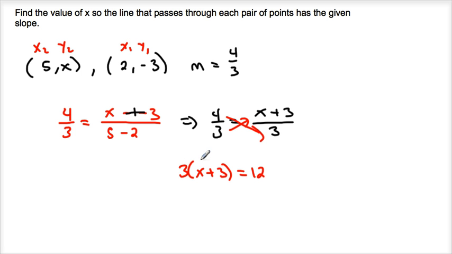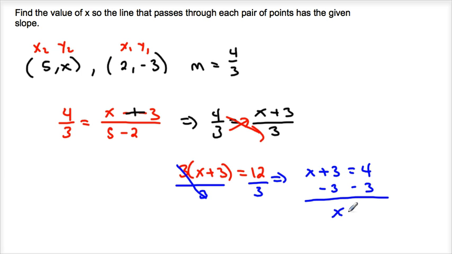You have a choice here. You can distribute, or you can divide through by 3. In this case, I'm going to divide through by 3, since 3 goes into 12 evenly. My 3s simplify here, so I have x plus 3 equals 4. Then I'm going to subtract 3 from both sides, and I have x equals 1.